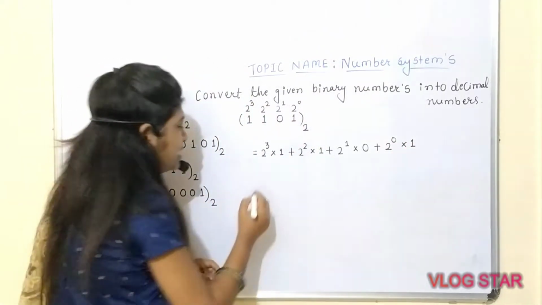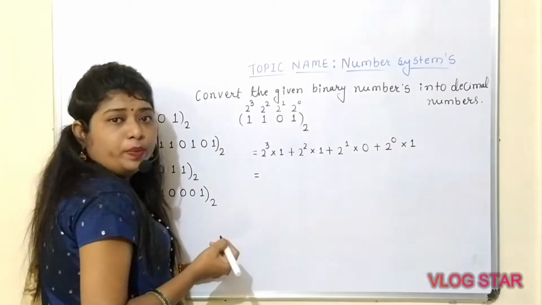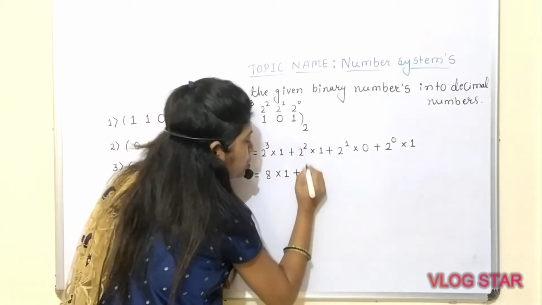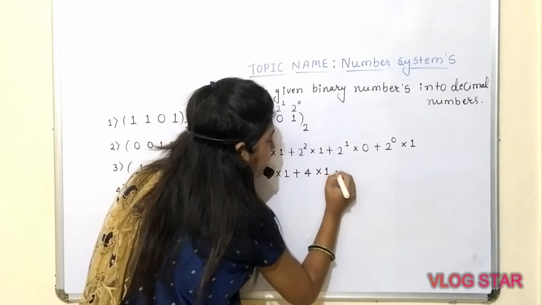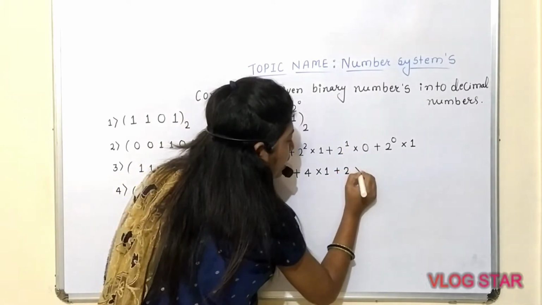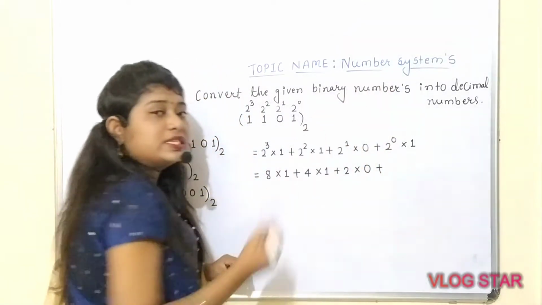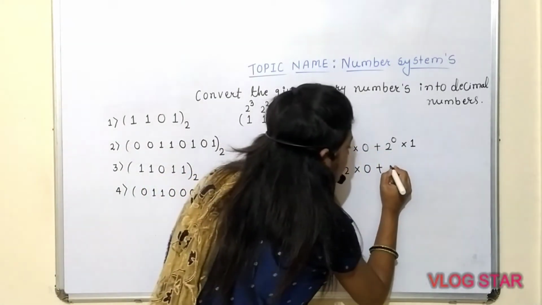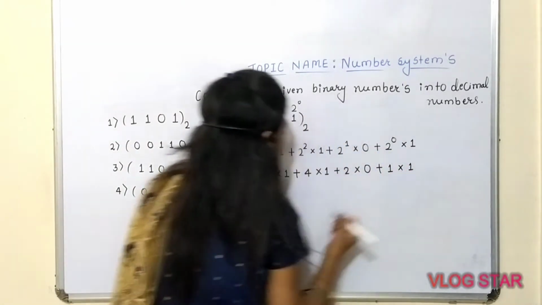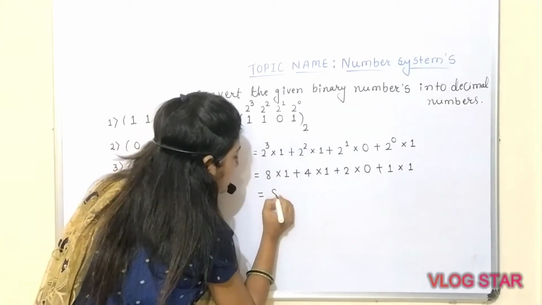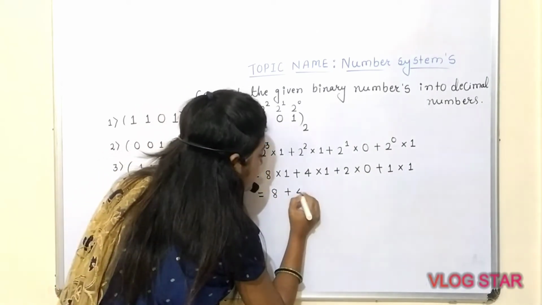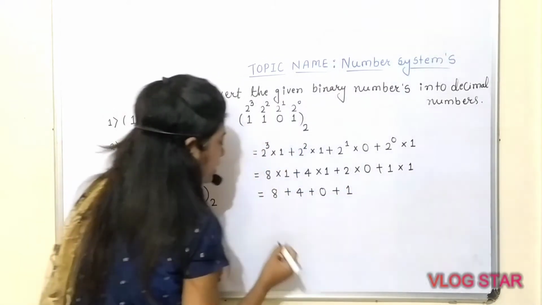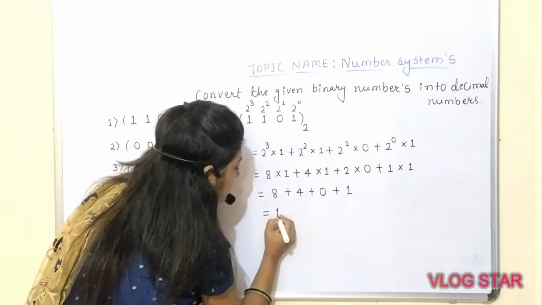After solving this, can you tell me what is 2 cube? It is nothing but equal to 8 into 1 plus 2 square is 4 into 1 plus 2 raised to 1 is 2 into 0. Anything raised to 0 is what? Anything raised to 0 is always equal to 1. So here you need to write 1 into 1. So can you tell me the answer? 8 into 1 is 8 plus 4 into 1 is 4 plus 2 into 0 is 0 plus 1 into 1 is 1. So the final answer is 13.